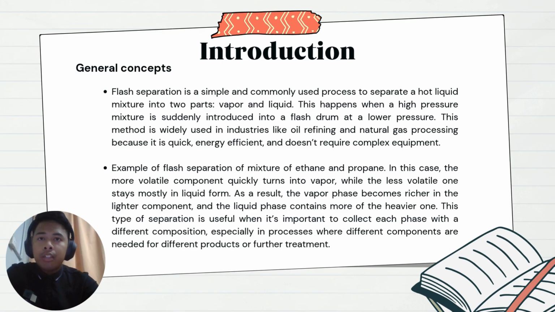form. As a result, the vapor phase becomes richer in the lighter component, and the liquid phase contains more of the heavier one. This type of separation is useful when it is important to collect each phase with a different composition, especially in processes where different components are needed for different products or further treatment.